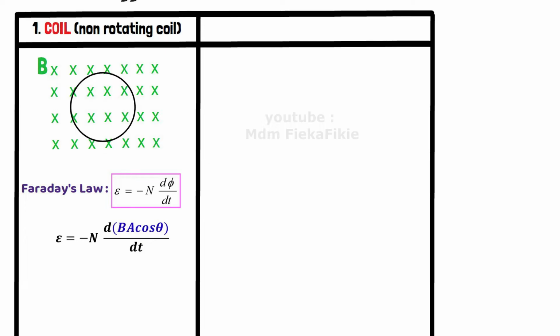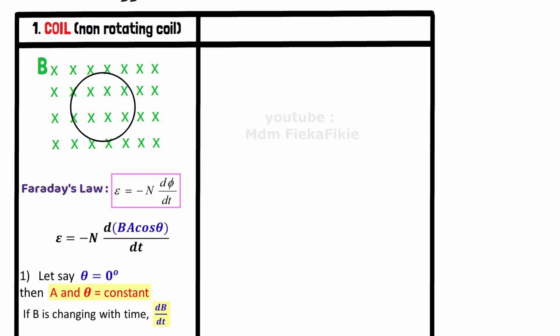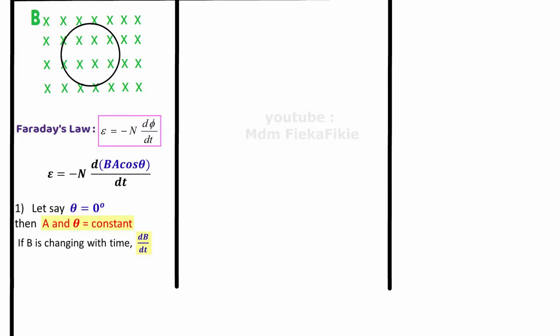And for the first case under non-rotating coil, so let's say the angle is equal to 0. So angle apa tu? So angle equal to 0 is actually the angle between A and B. So kita dah pernah discuss dalam video sebelum ini. Okay, jadi katakanlah A and the angle theta is constant, tidak berubah. But if the magnetic field is changing with time, so we have dB over dt ataupun kita panggil sebagai the rate change of the magnetic field, maknanya ada perubahan magnetic field with time.